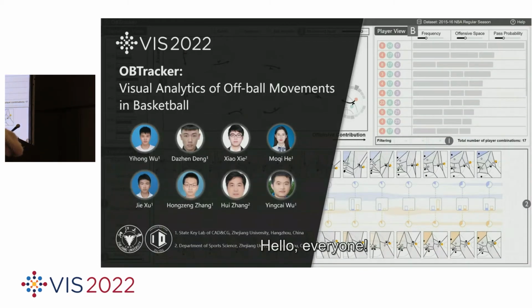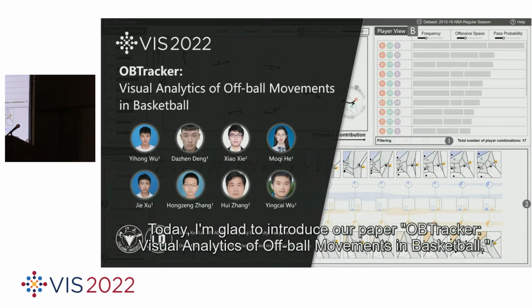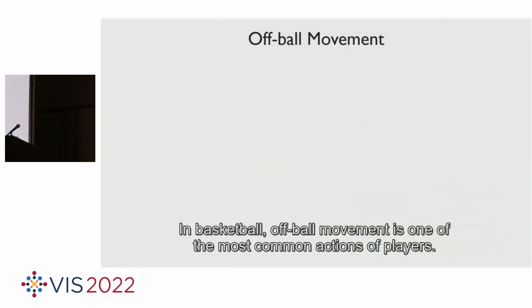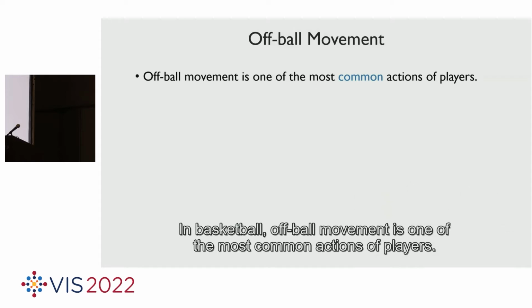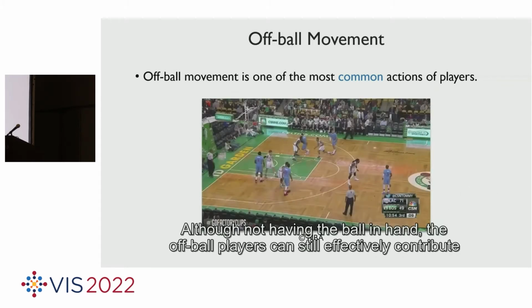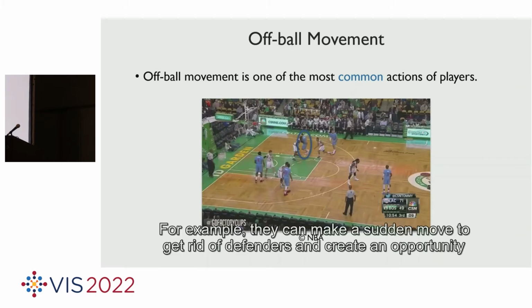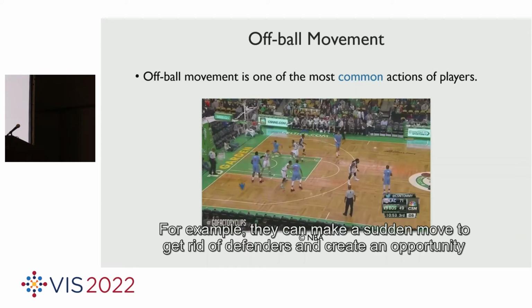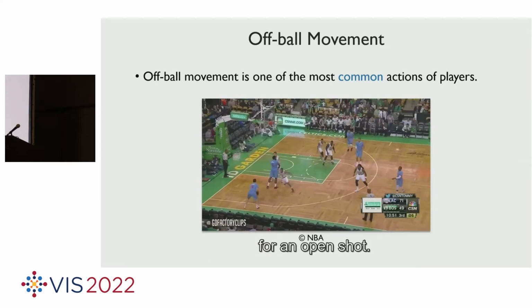Hello everyone, I'm Yihong from Zhejiang University. Today I'm glad to introduce our paper, OB Tracker, Visual Analytics of Off-Ball Movements in Basketball. In basketball, off-ball movement is one of the most common actions of players. Although not having the ball in hand, the off-ball players can still effectively contribute to the offense. For example, they can make a sudden move to get rid of defenders and create an opportunity for an open shot.